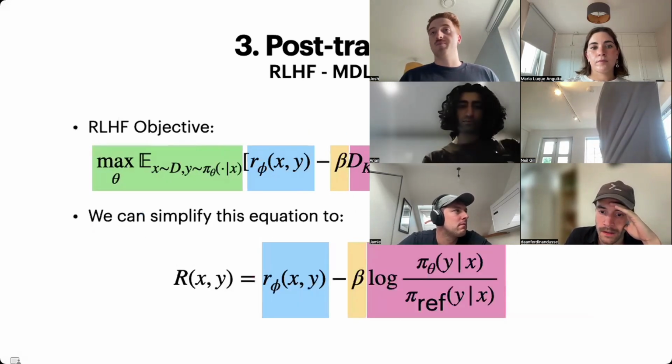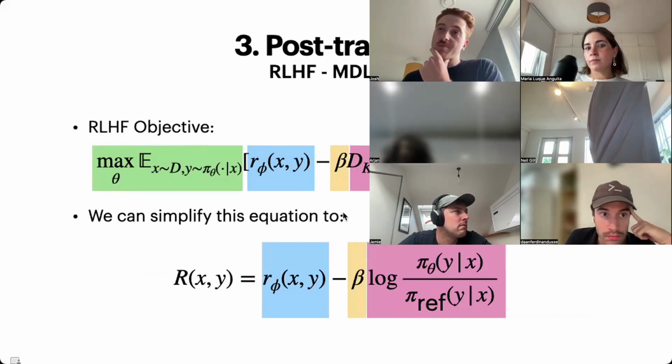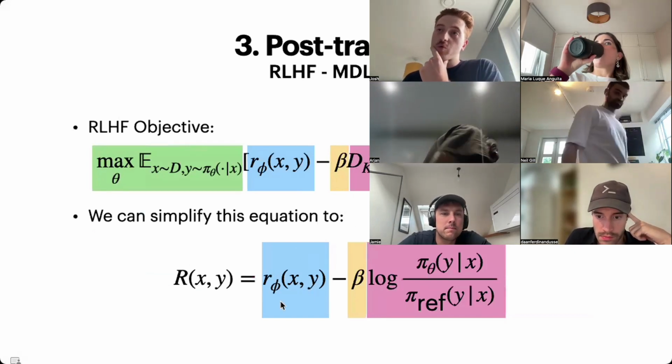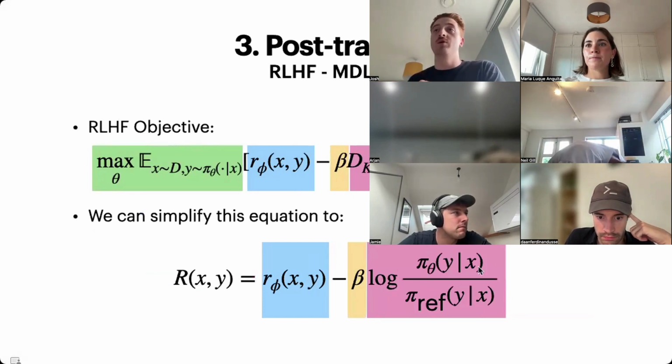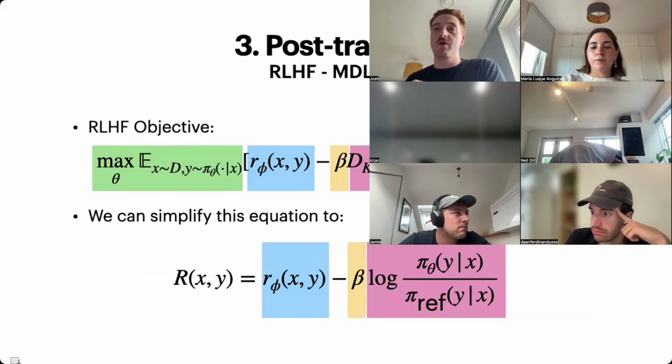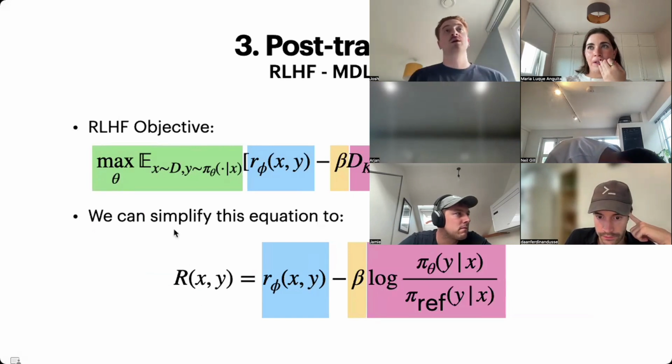Yeah, I think what we can do is, so they then go to simplify this equation to just be the reward, and then this different flavor of the KL divergence where it's just for a singular sample, and this is the final reward that they optimize for.